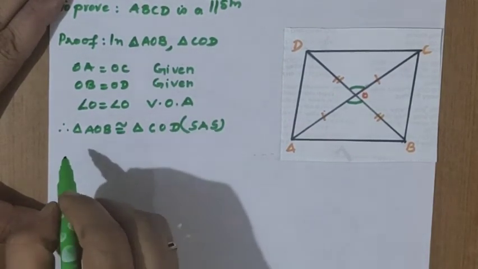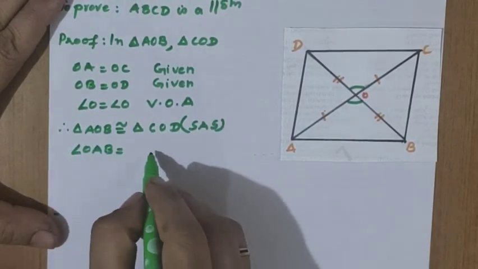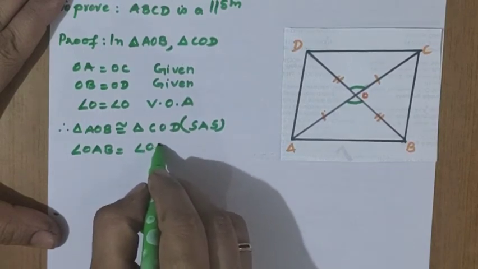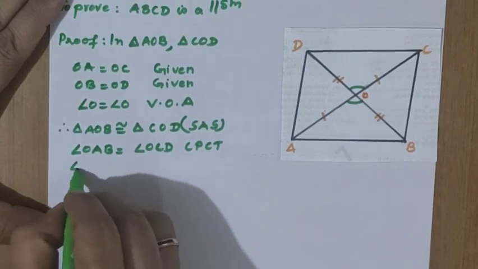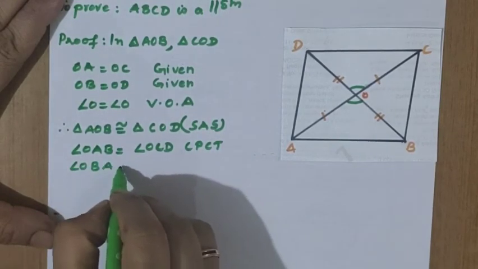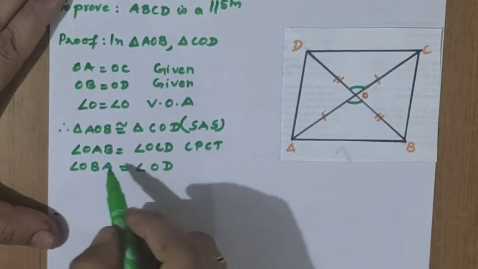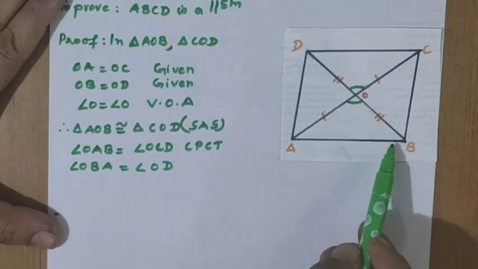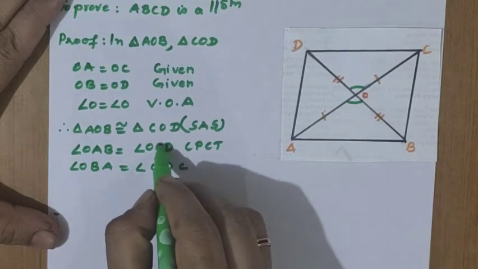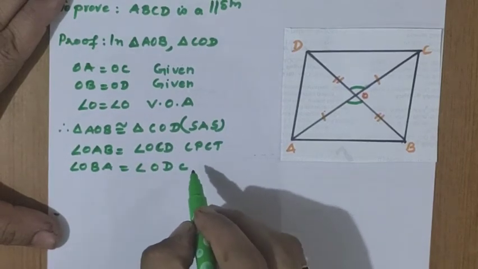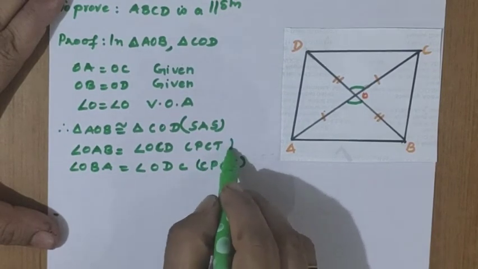Now I'll go for the angles. See, angle OAB, if I write here, what is the corresponding angle? Angle OCD, by CPCT. Similarly, one more angle I can write: angle OBA equals angle ODC. Okay, now what is the criterion here? Again CPCT only.